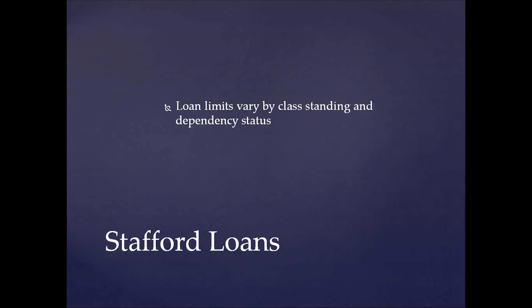The amount of your loan will vary depending on your class standing, your financial need, and also your dependency status. To check the loan amount that you might be eligible for, you can go here and review the limits, and this will also be part of your award amounts that you can determine by contacting your financial aid department once you've completed your FAFSA.